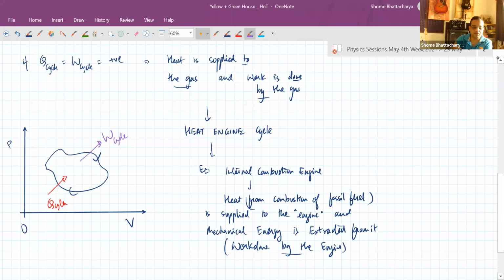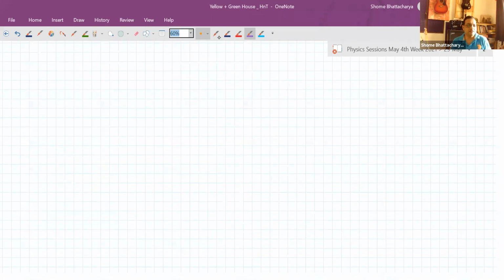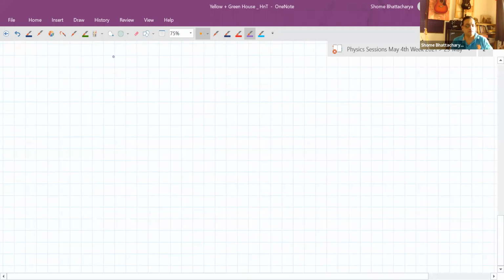Now, today we'll look at a more detailed view at the individual processes that go on to make the cycle of a heat engine or of a reverse heat engine, and certain physical parameters related to those internal processes within the heat engine or within the refrigerator cycle. Okay, so let's look at the working of a heat engine in more detail.